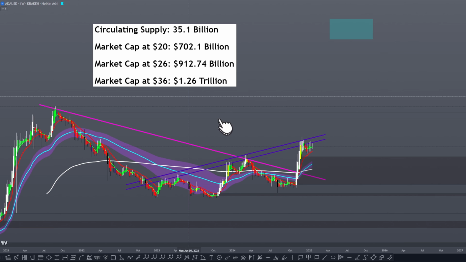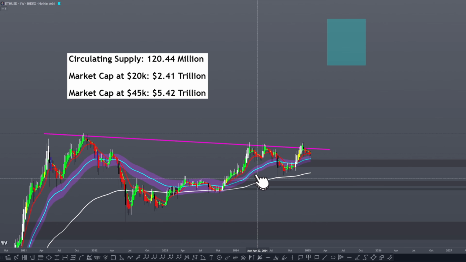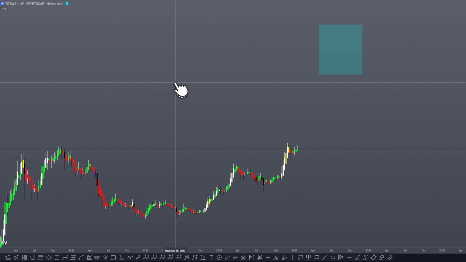And that goes for this region here for Cardano, and this region right here for Ethereum. Then, finally, looking at the total three chart. This is as altcoin as you can get outside of the others chart. This excludes Bitcoin and Ethereum and shows the market cap of everything outside of those two.